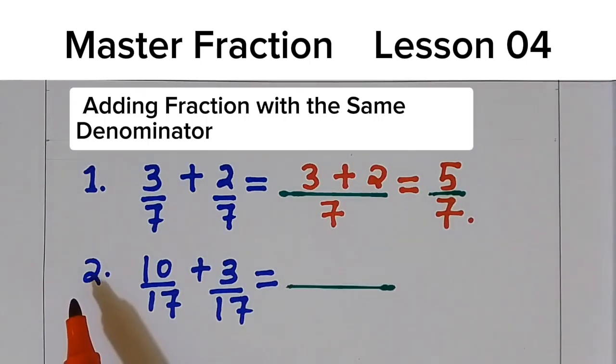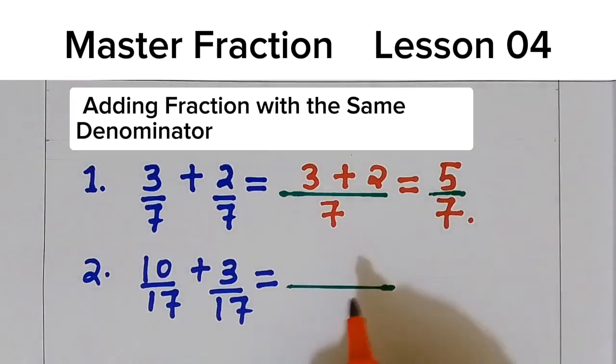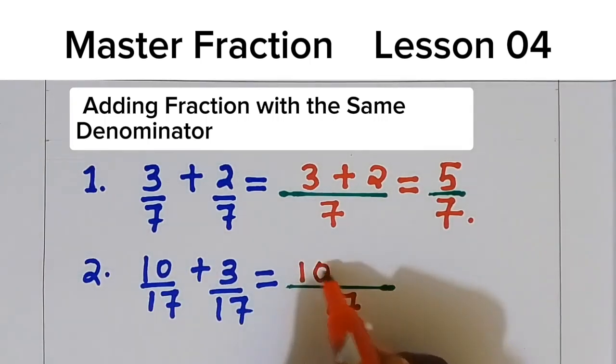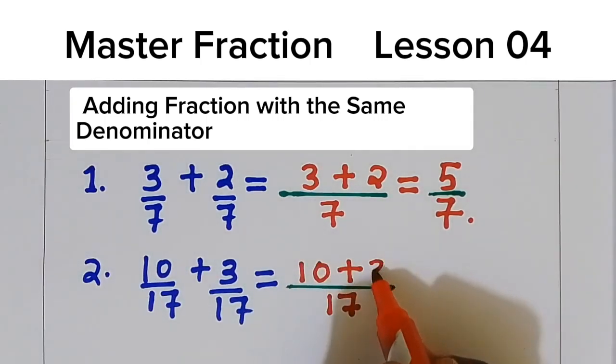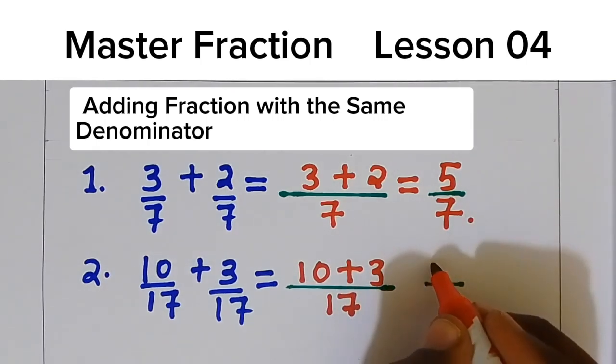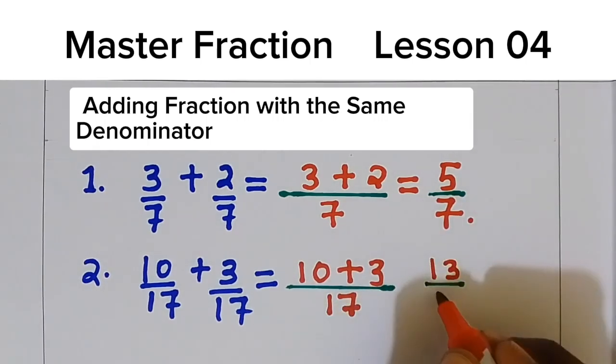Let's do question number 2. We have 10 over 17 plus 3 over 17. The denominator is the same, 17. We're going to add the numerators, 10 plus 3, we're going to get 13 over 17.